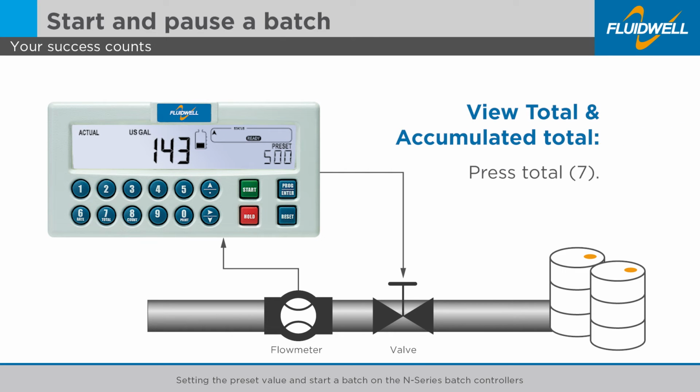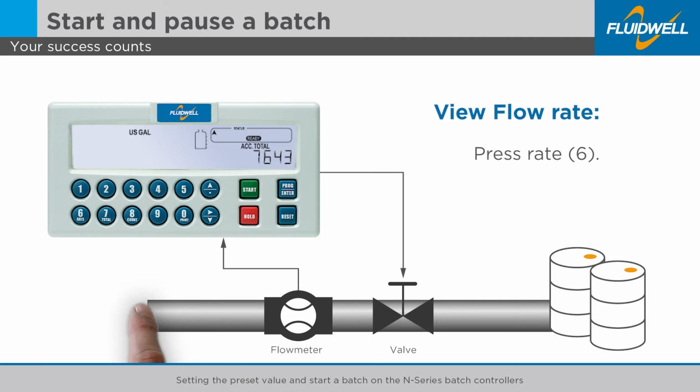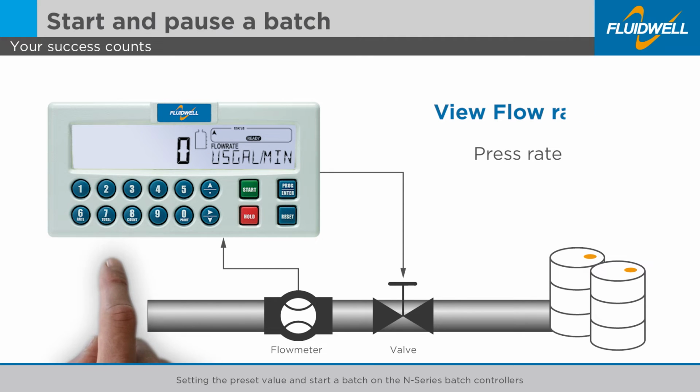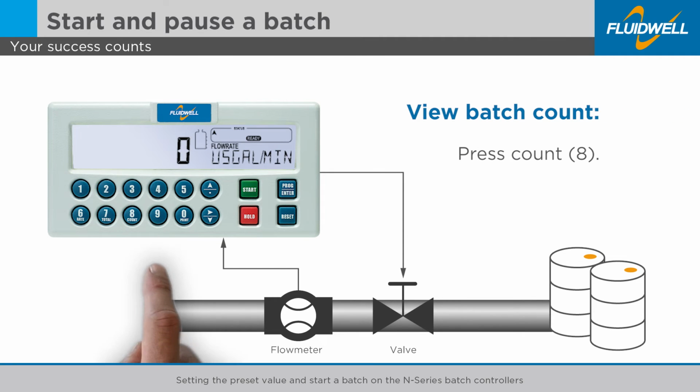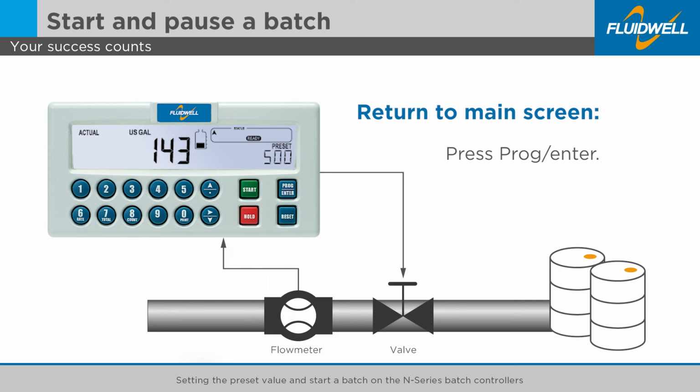You can view the total and accumulated total by pressing the Total button. You can view the flow rate by pressing the Rate button. You can view the batch count by pressing the Count button. Press the Prog Enter button again to return to the main screen.